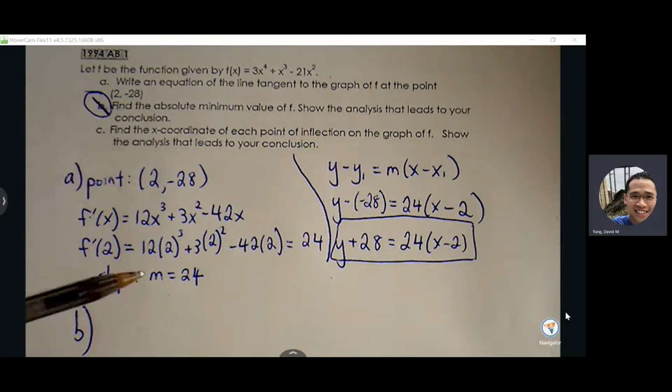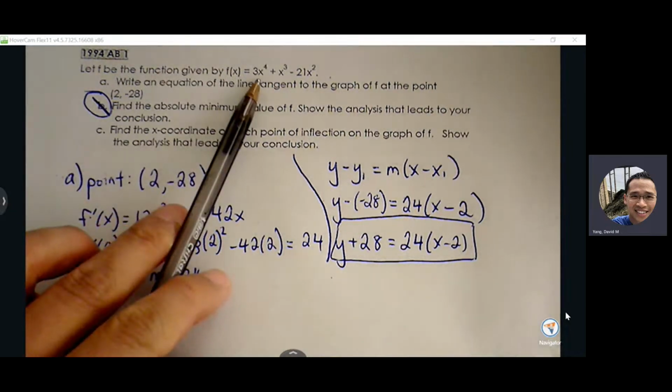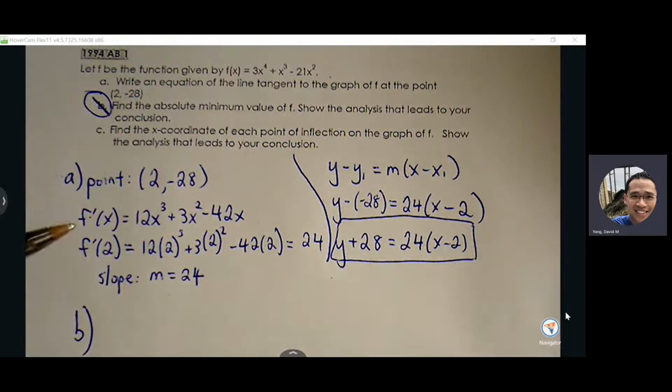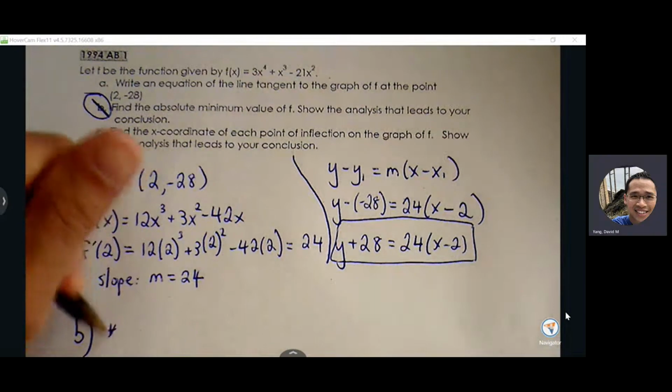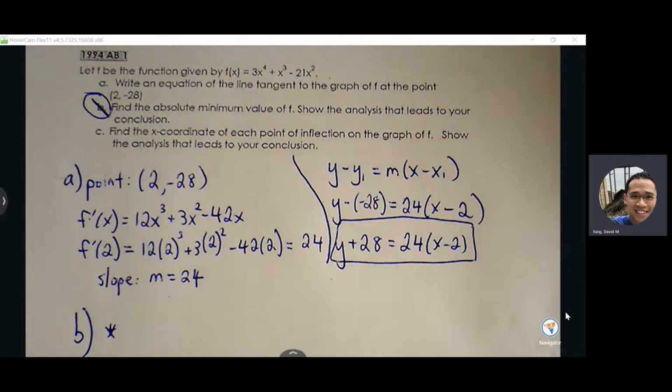So to find the relative max and relative min, we can go through the first derivative test. Set f prime equal to 0. Make your slope sign line.